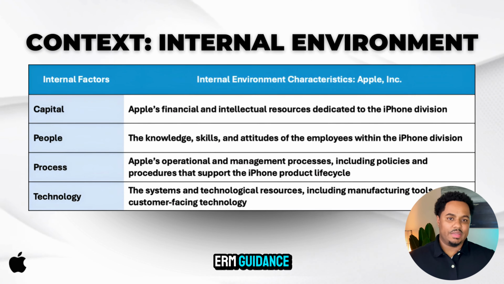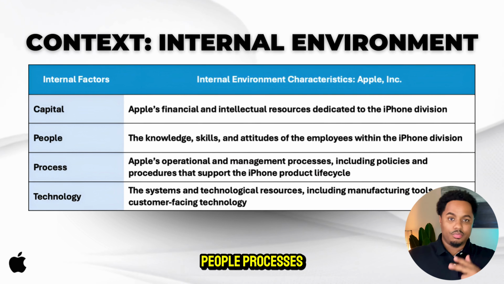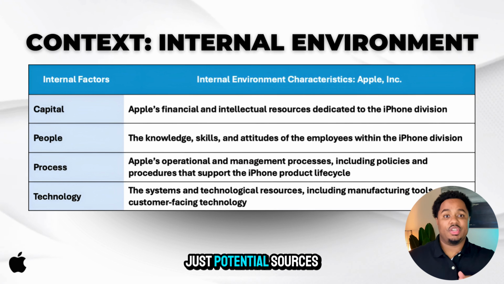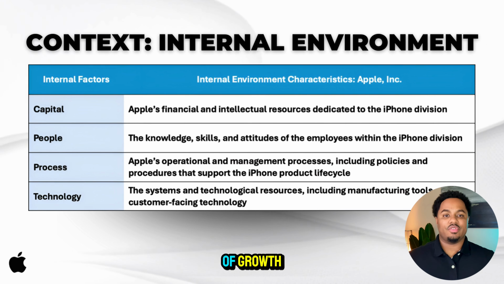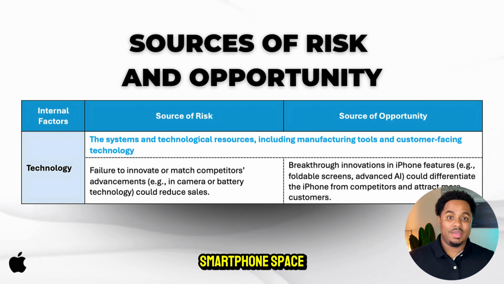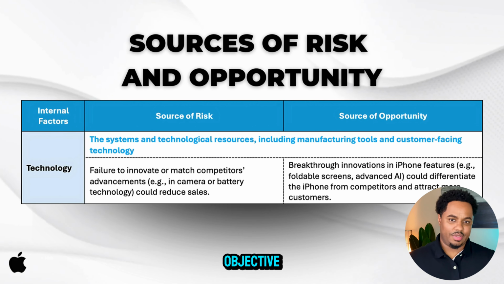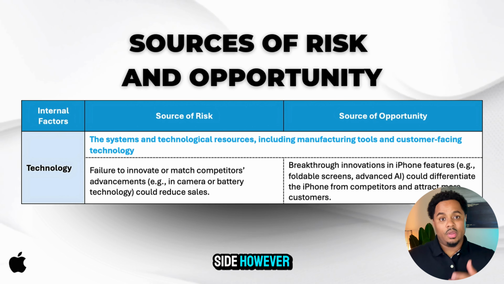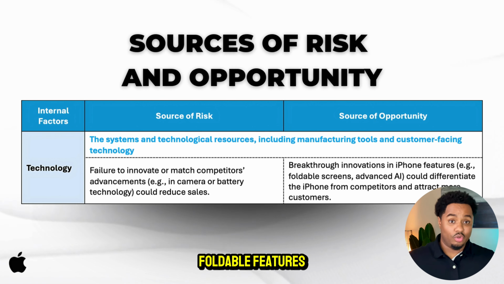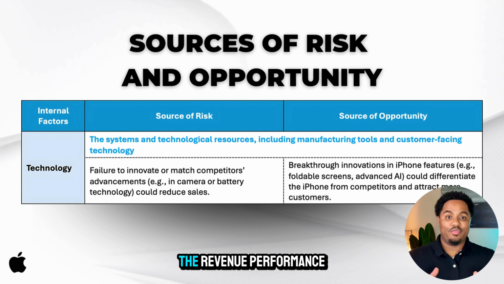According to COSO ERM guidance, we look at things like capital, people, processes, and technology to understand the internal context factors. These factors aren't just potential sources of risk. They can also be key drivers of growth if they're managed well. For example, on the risk side, failing to invest in advancing technology, say in camera or battery life, could hurt the iPhone's position in the smartphone space and negatively impact the revenue performance objective. On the opportunity side, however, by investing in advanced technology like Apple Intelligence or maybe even foldable features, that could open up a new market for Apple and attract new customers, thus positively impacting the revenue performance objective.